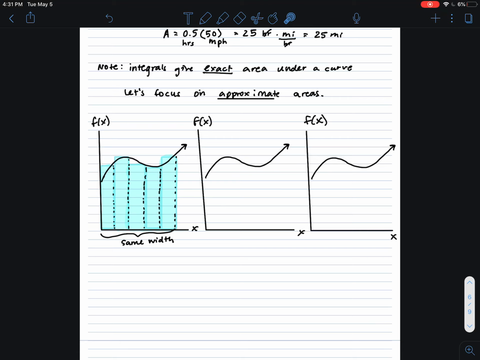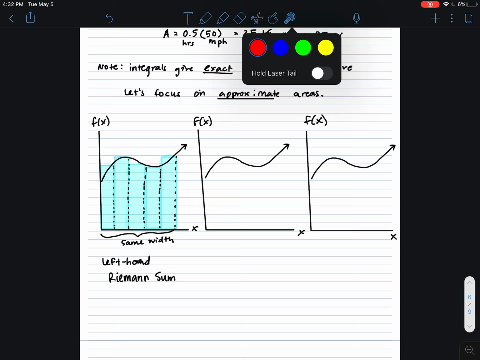And this is actually called a left hand Riemann sum. So Riemann, his name was actually Bernard Riemann, and he was a German dude who lived in the 19th century, who looked into the applications of integrals, and he developed this method of subdividing.